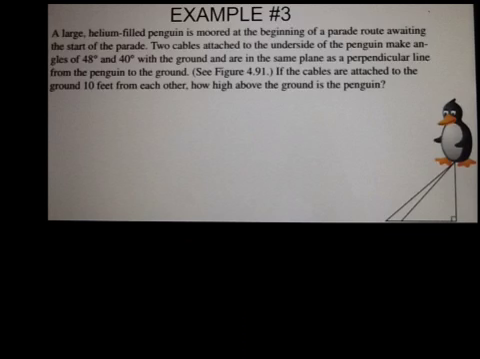In this third example, this is the best one I'd say, we are looking at the helium-filled penguin. What makes this problem so exciting is that there are several unknowns, and in order to find the measure that we want, which is the height, we need to introduce a second unknown. This here is given to be 10, and we have some angles.